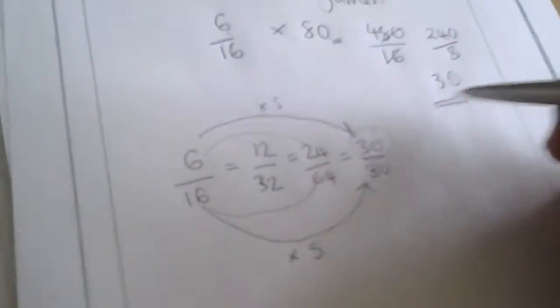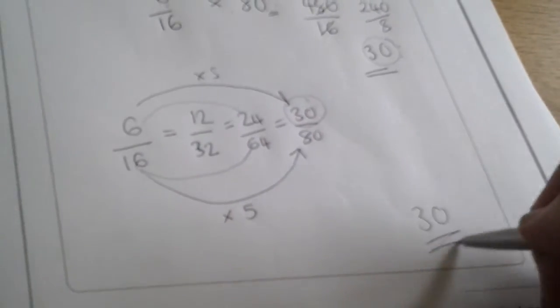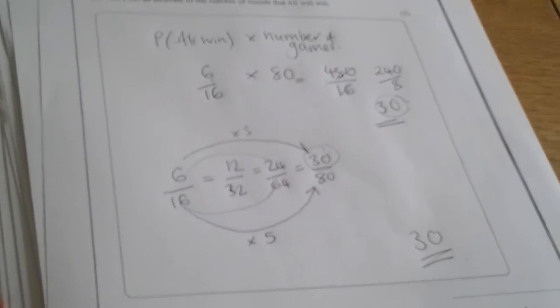And you get the same number of games that Ali's going to win. So altogether, make sure you write your answer clearly. She's going to win 30 games.